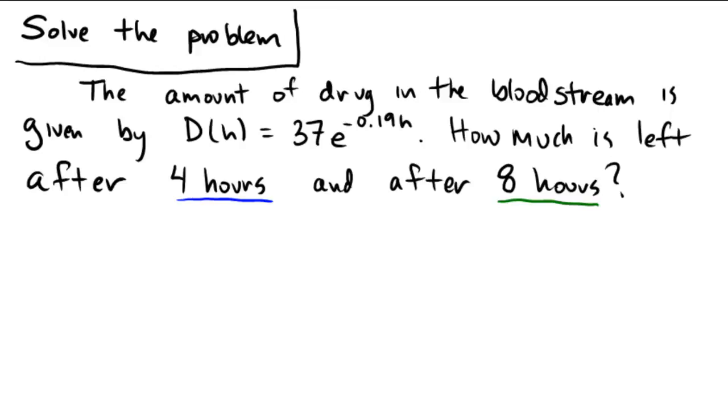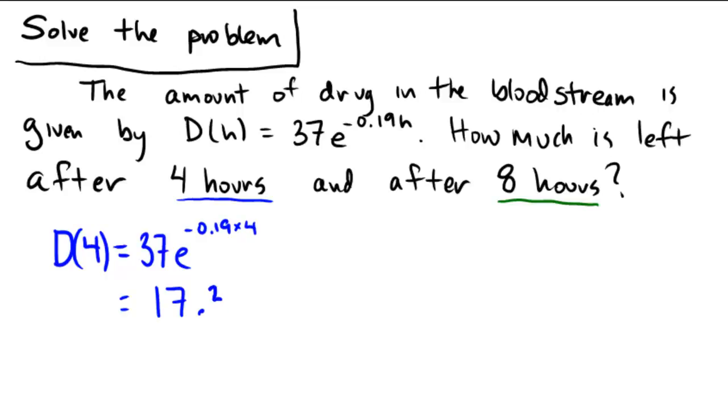So in blue, we want the amount of drug, D, that would be left after H being 4 hours. In other words, we want to calculate 37 e to the power of negative 0.19 times 4, because we're letting H take the role of 4. So I'm just going to grab a calculator here, get 37 e to the power of, making sure everything's in the exponent, negative 0.19 multiplied by 4, and it looks like, to one decimal place, 17.3 milligrams or whatever the units are left inside of the bloodstream after 4 hours.